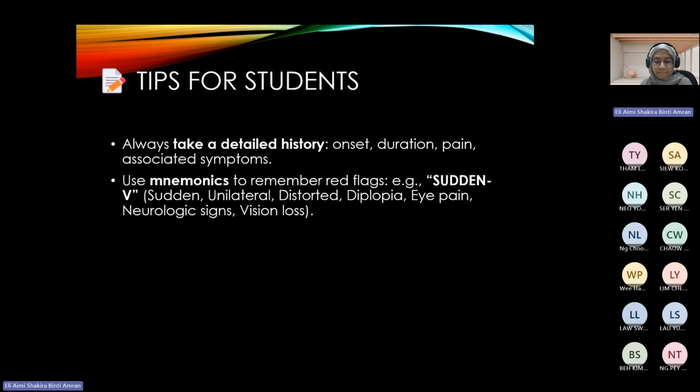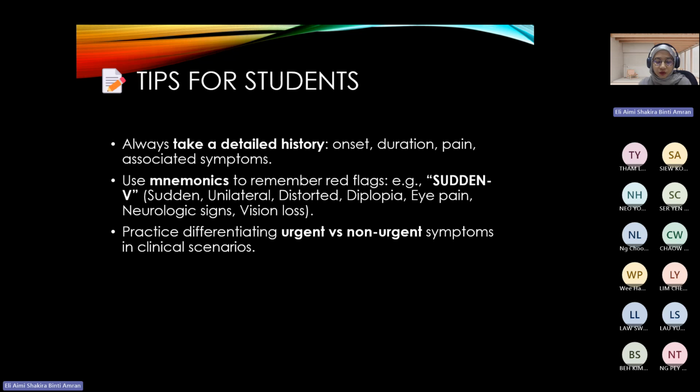Another thing is, especially for old patients, they might not be able to differentiate blur vision. Everything they will say is blur. Even if it is diplopia, they will say blur. Distorted, they will say blur. Even if only one eye is blurred, they will say both eyes are blurred. So we have to be careful and investigate carefully when you have geriatric patients, especially 65 and above.